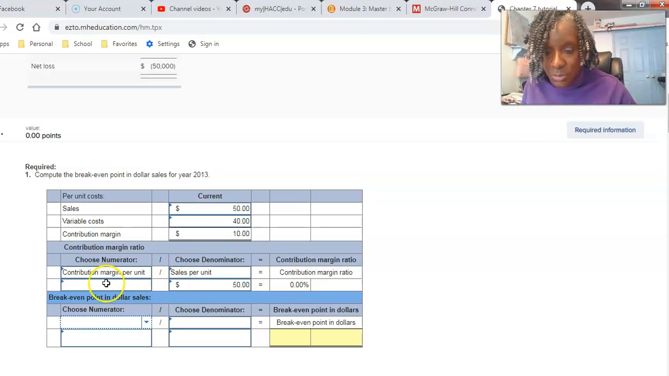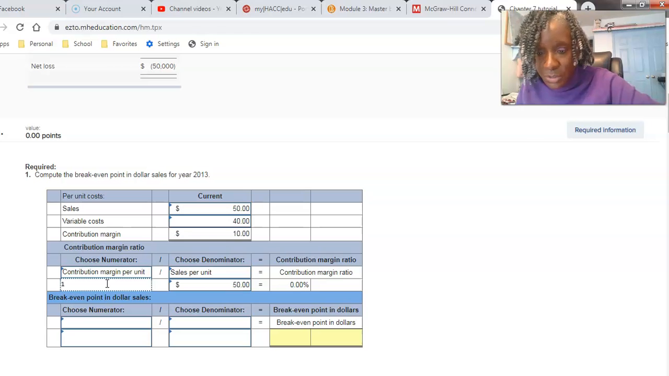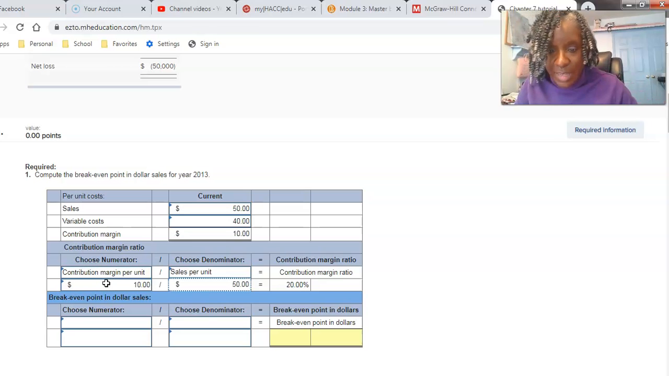What's going to be our contribution margin? What's the number that we calculated? Yes, you're right. The contribution margin per unit is $10. And the system here automatically calculates it for you, but you know the formula. You're going to divide the contribution margin per unit by the sales per unit to come up with our contribution margin ratio. I'm sorry, I'm talking so much today. So our contribution margin per unit divided by our sales per unit gives us our contribution margin ratio.